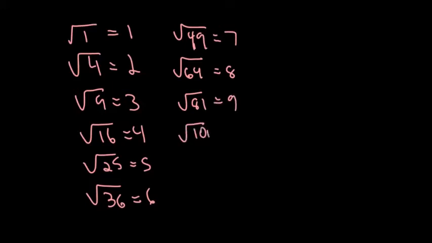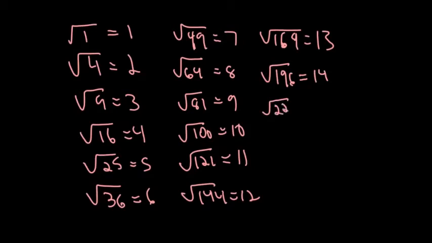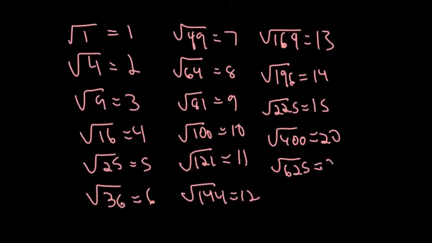Square root of 100 equals 10. Square root of 121 equals 11. Square root of 144 equals 12. Square root of 169 equals 13. Square root of 196 equals 14. Square root of 225 equals 15. Square root of 400 equals 20. Square root of 625 equals 25.